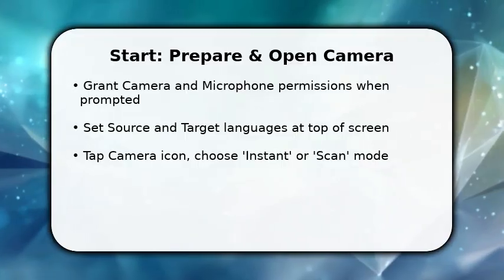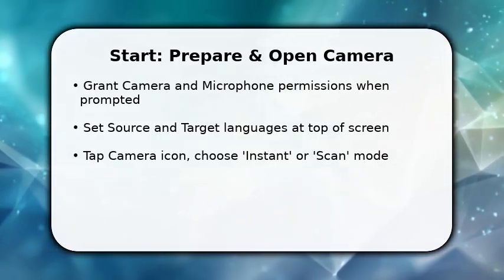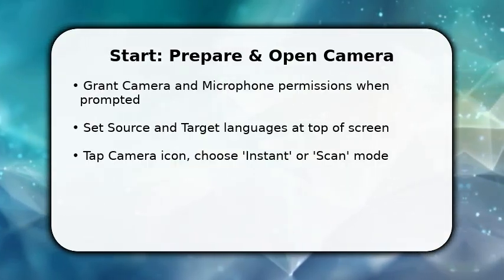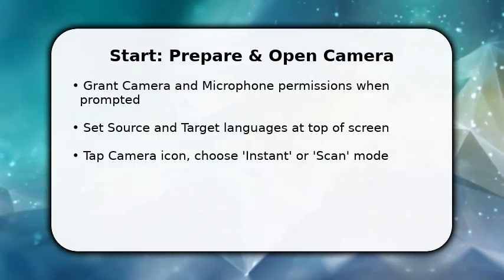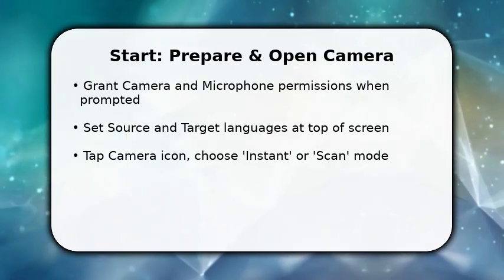You start by opening Google Translate and immediately granting camera permission so the app can read text. Set the source language on the left and the target on the right. This tells the app what to look for and how to render results. Then tap the camera icon and pick Instant for live overlays or Scan for higher accuracy capture.